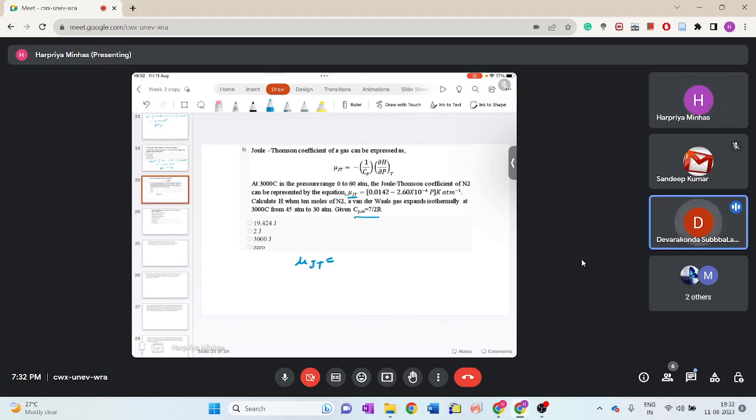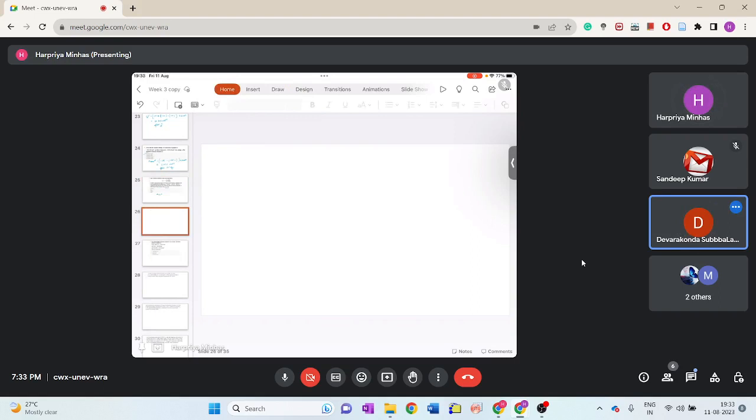The only thing is we have to use both the formulas of mu JT. Mu JT is equal to dou T by dou P at constant H. We have to use that first, to integrate that equation within the limits and get the delta T value. Once we know the delta T value, then automatically mu JT into dP becomes delta T. Yeah, exactly. So Cp into delta T into n moles, that answer turns out to be this. Option A. Okay. This is a very interesting sum, madam. Thank you.